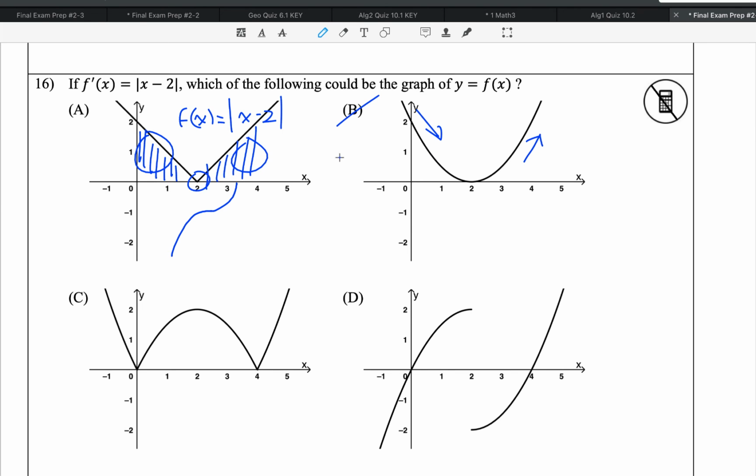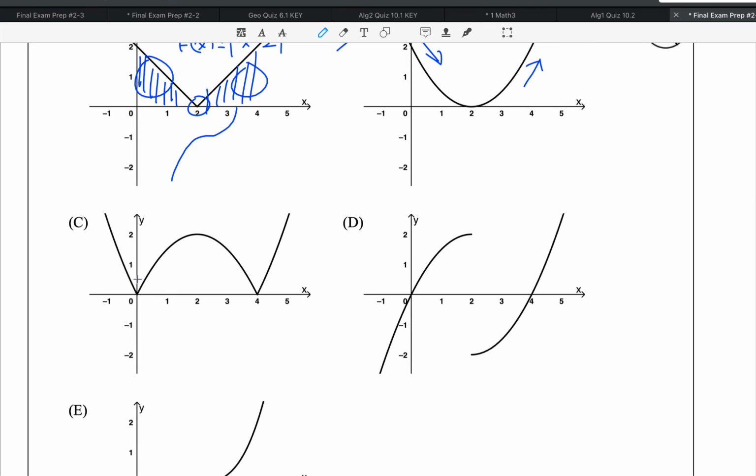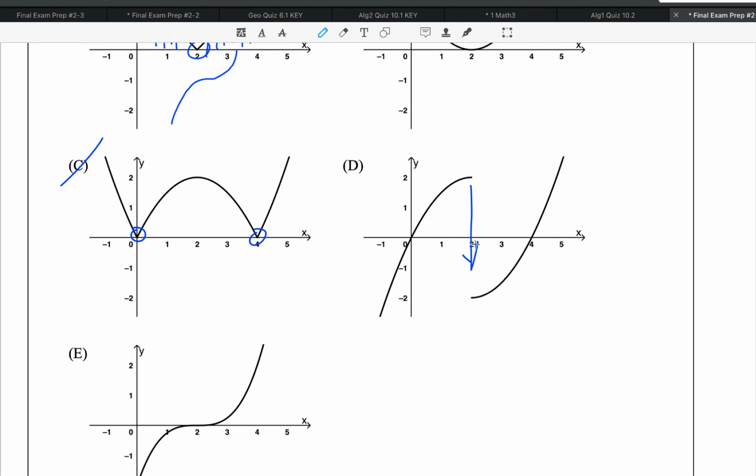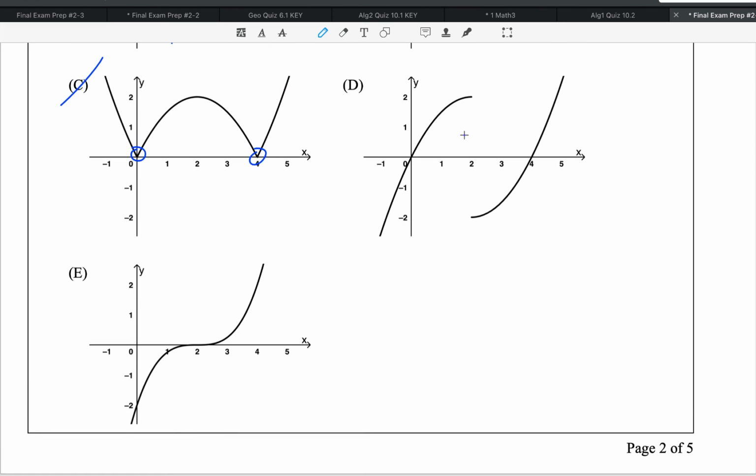Can't be B. What about C? I'm randomly not decreasing at 0. That doesn't make sense. I'm randomly not decreasing at 4. I should be increasing everywhere except for 2. So not C. Let's look at D. D is really promising. D is increasing, and then it drops off at 2, and then starts increasing again. The only weird thing is that you jump down here. I don't know why we have this jump down here. That is disconcerting, but it's a good option if we have nothing else to do.